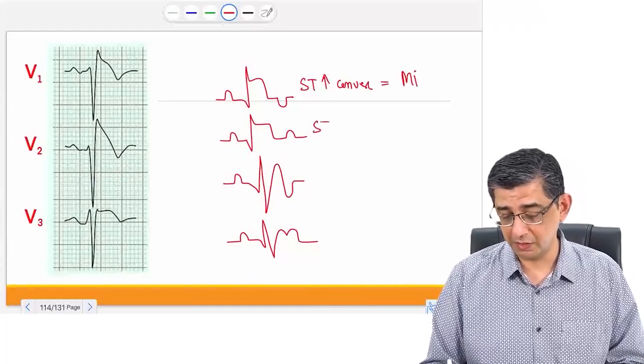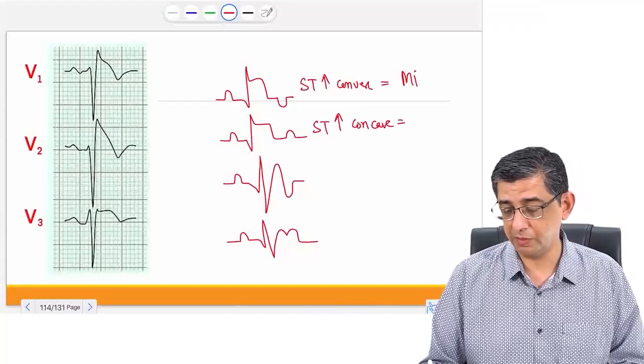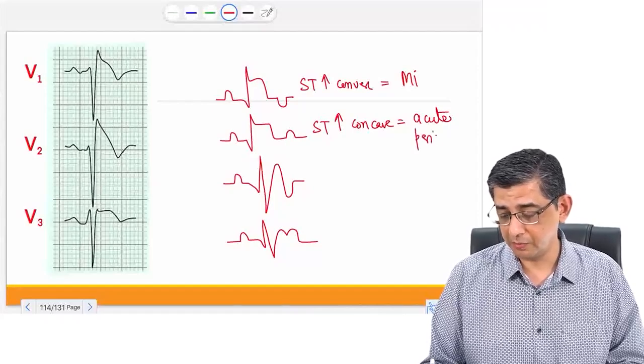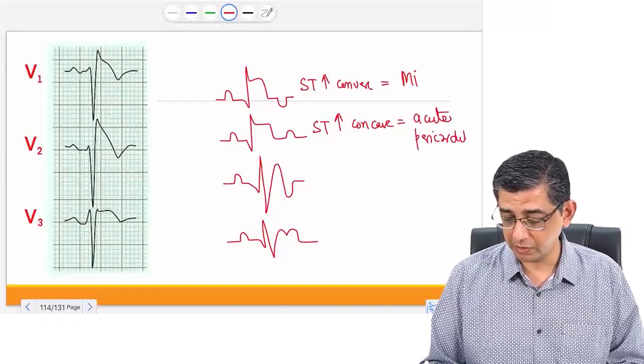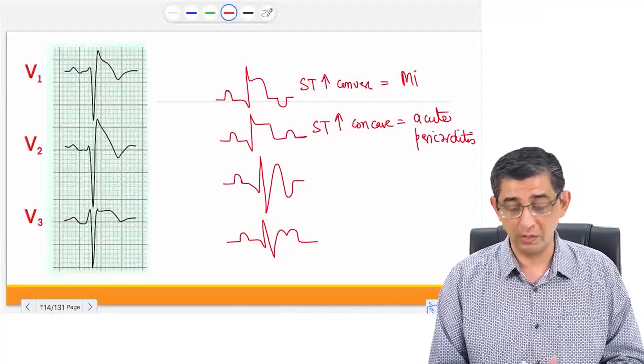In the second one, I have shown an ST elevation which is relatively concave upwards. That would be a feature of acute pericarditis. You can obviously differentiate between MI and pericarditis by biomarkers, but he will definitely give you the ECG because he doesn't want to make it easy for you.